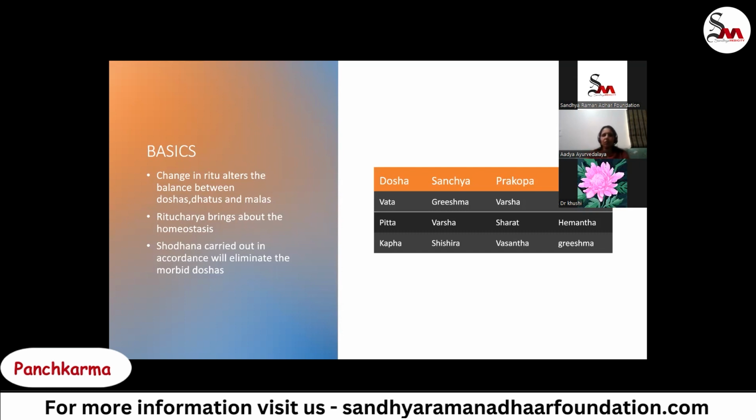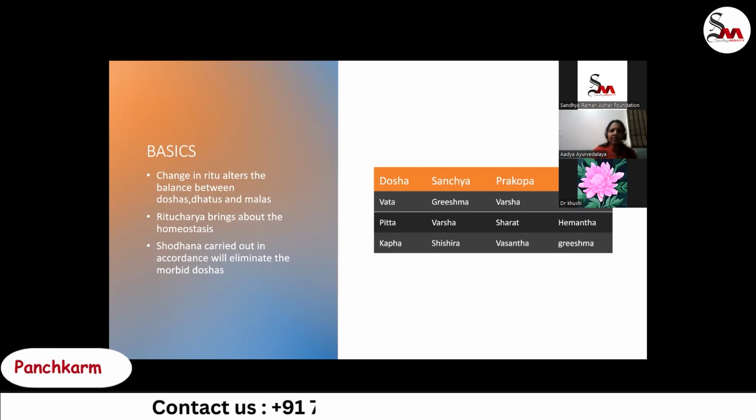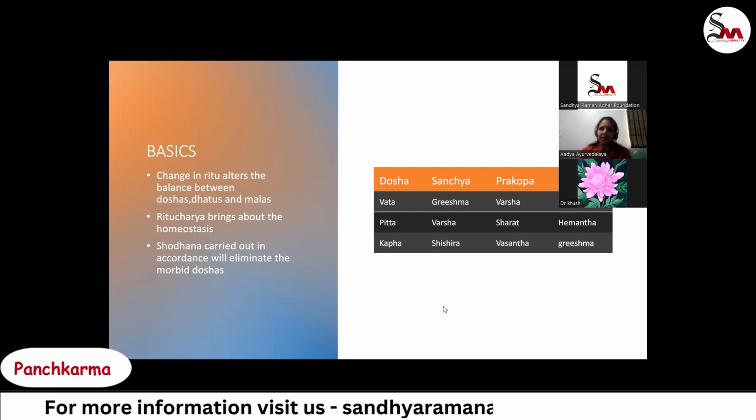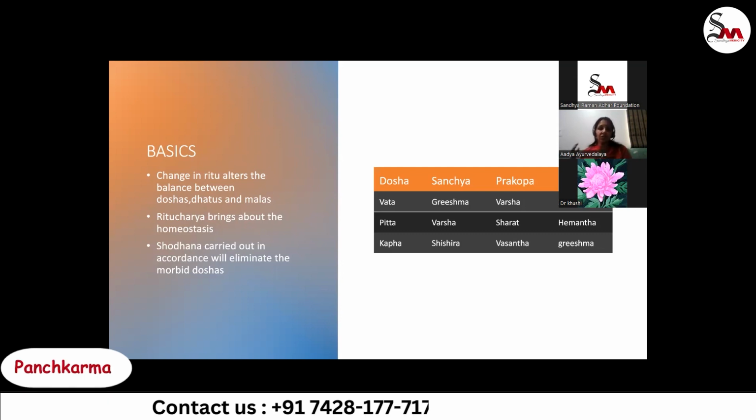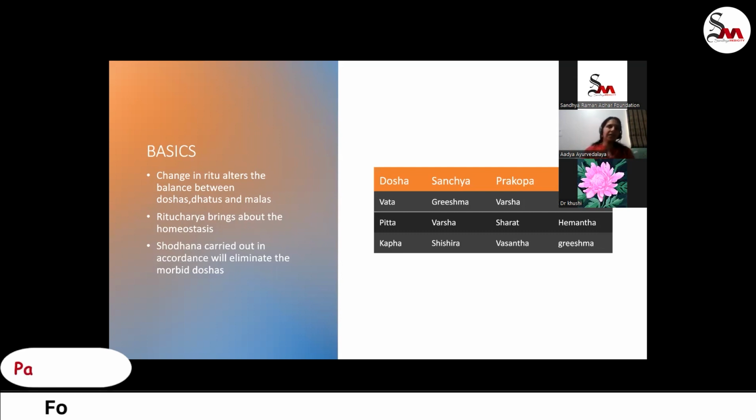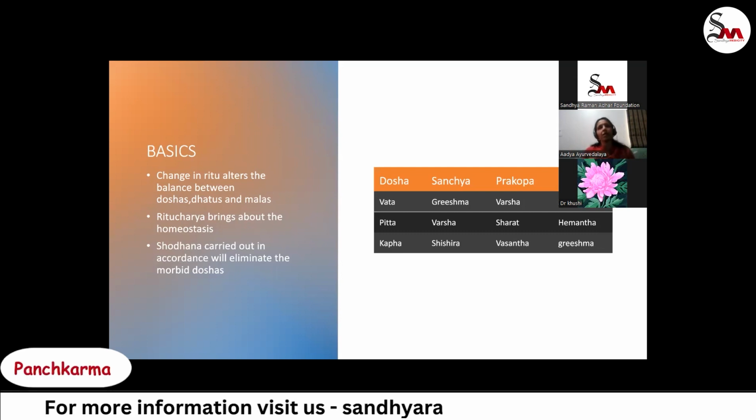We know that when there is a change in Ritu, it alters the balance between the doshas, dhatus, and malas. When you see this chart, we can see that we are now in Varsha Ritu, and it is changing to Sharad Ritu. What happens during this season? Pitta, which was in Sanchaya Avastha, will go to Prakopa Avastha in Sharad Ritu. Hence, in Sharad Ritu, we can see so many cases of Visarpa, Urdhvaga Amlapitta, and Pitta Pradhana Vikaras.